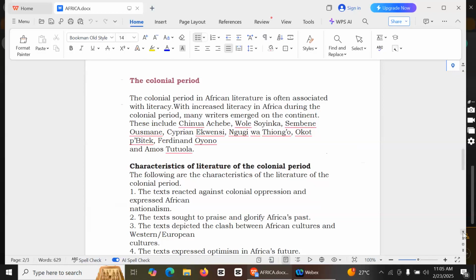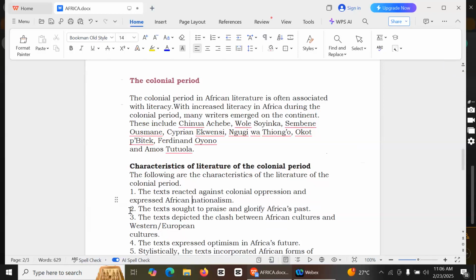What was their content? What did they write about? Allow me to go to the characteristics of this period. Number one, the text reacted against colonial oppression and expressed African nationalism. It means the message in their writings was to reject colonial oppression and to rise for nationalism.